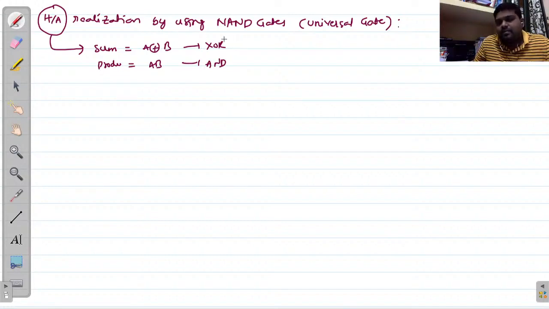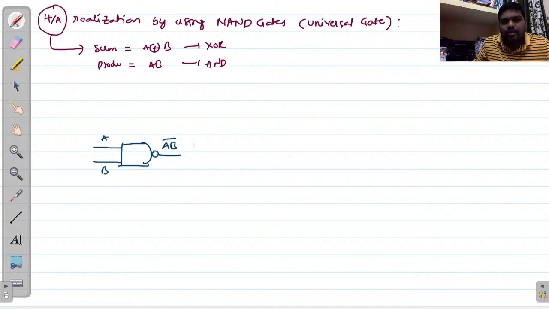So in that case, realization of XOR gate with NAND. How many NAND gates are required to implement this XOR logic? We require 4, right? Already you know about that. So this is your NAND gate. Here I am providing A, B inputs, and here I am getting AB bar. Again this AB bar is provided as an input to the next 2 NAND gates.